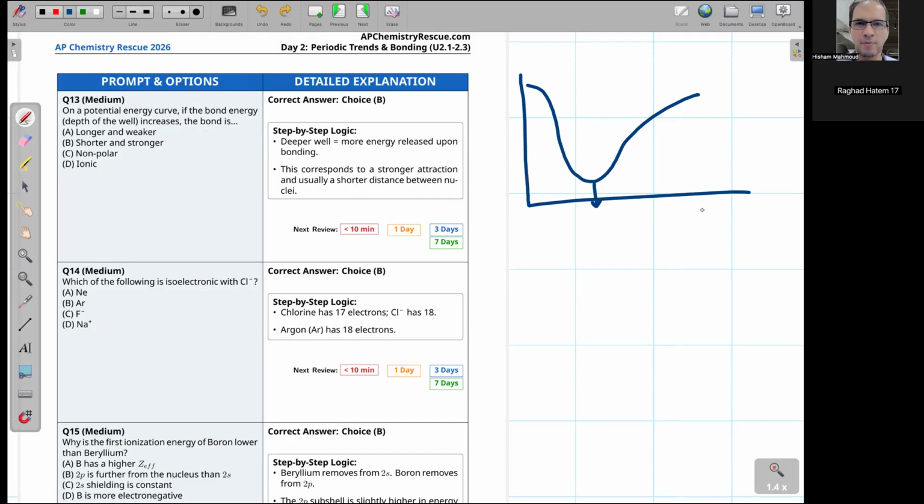You said that this x-axis is the distance between the two nuclei, and this one is my potential energy. So if this one goes down, what happens to the potential energy? When you go deeper, it means there is more energy released when you make the bonding. So as you go down, this means more energy.